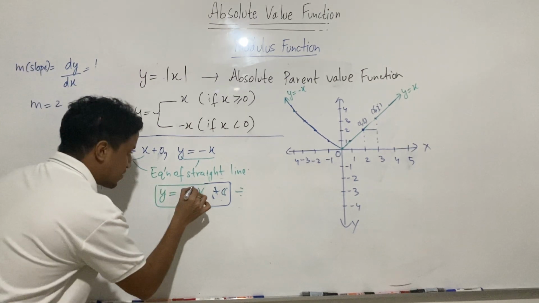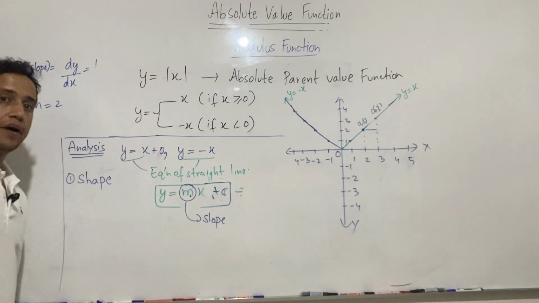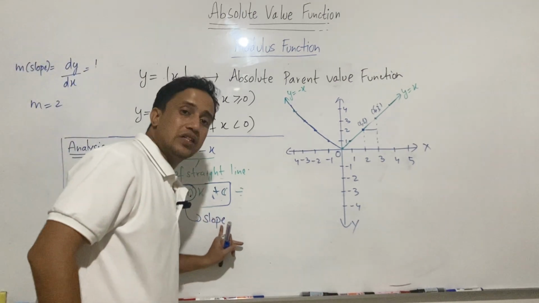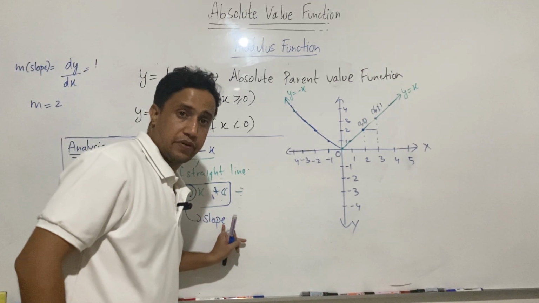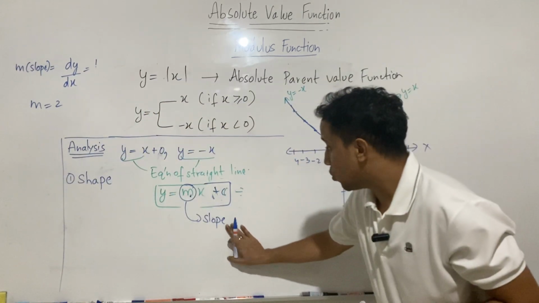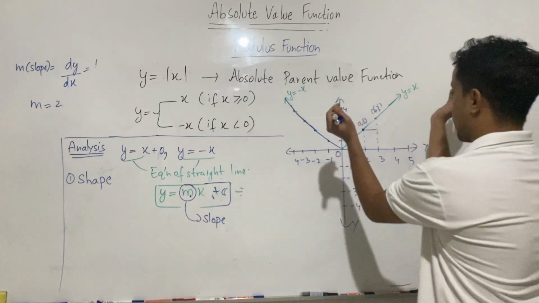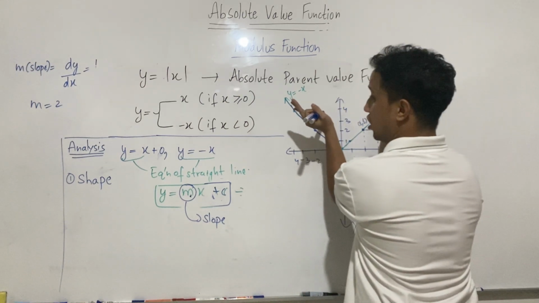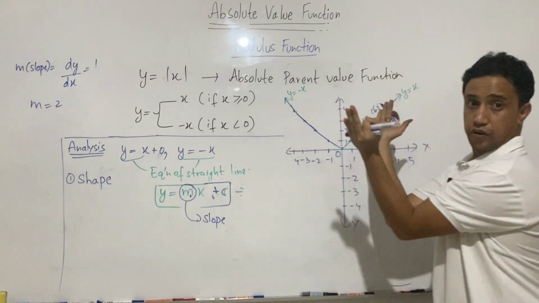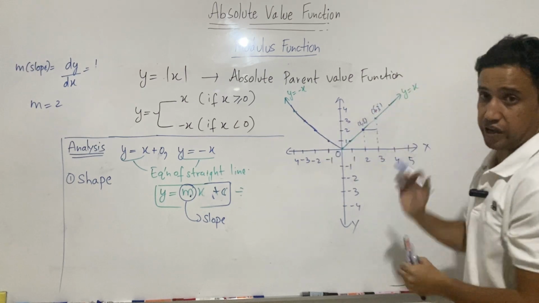Now I have said that this m is the slope, and it will also tell us the shape, okay. Now see here, if your slope is positive, then your graph will open up, okay. It will open in upward direction like this way, okay.